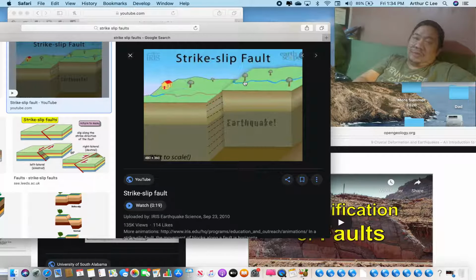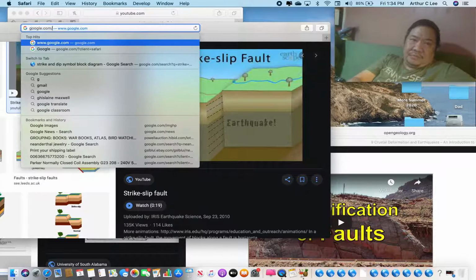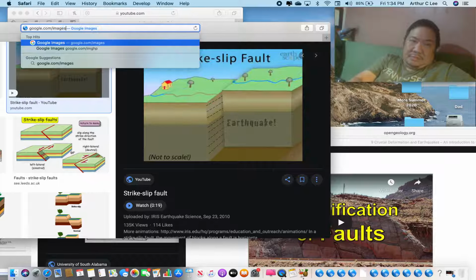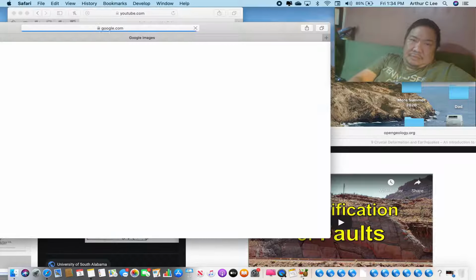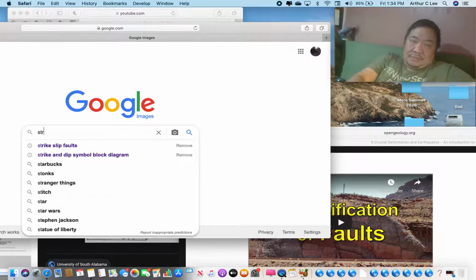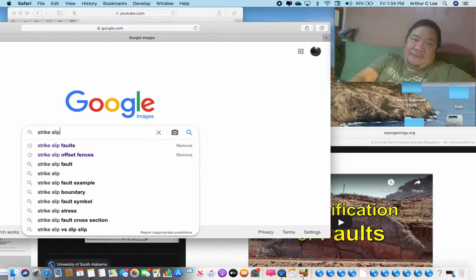or rivers. Notice that this river is the same as this river. This part has moved this way, and this part has moved this way to the north. So the linear features are offset by strike slip faults. Let's take a look at some strike slip faults.